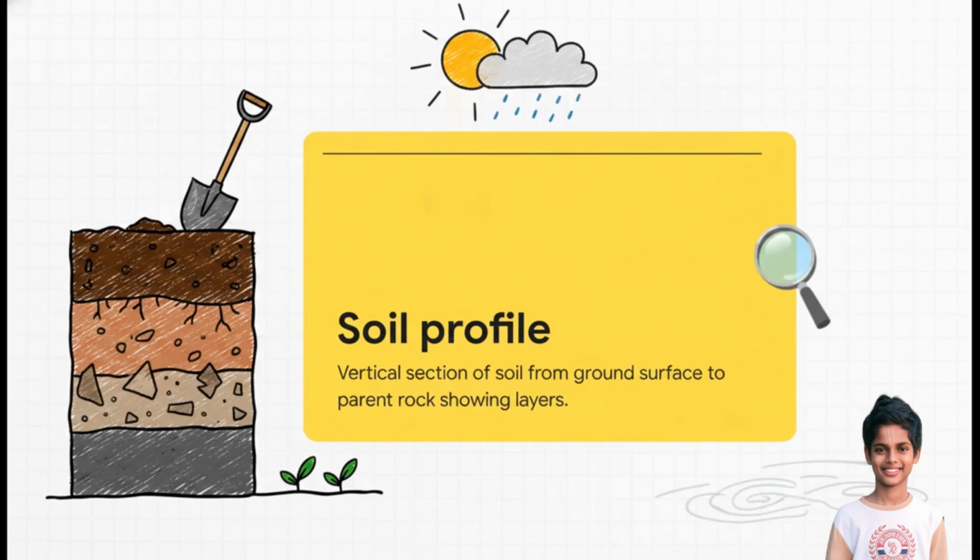Imagine taking a giant knife and slicing a huge, deep section straight down into the earth. That vertical cross-section you see is the soil profile, and it shows 4 distinct layers from top to bottom. The topsoil, the subsoil, the weathered rock, and finally, the solid bedrock.